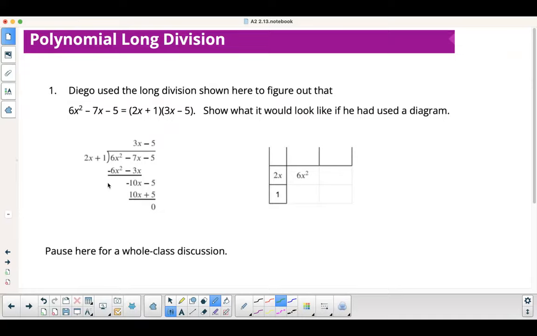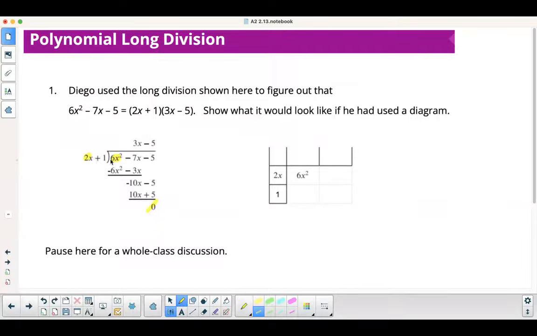So here's his long division. So here's how you do this. I want to walk you through this. You start with this 2x and the 6x squared. Don't look at anything else. This stuff wouldn't be here. That's not going to be there. That's the work. So the problem would just be this.